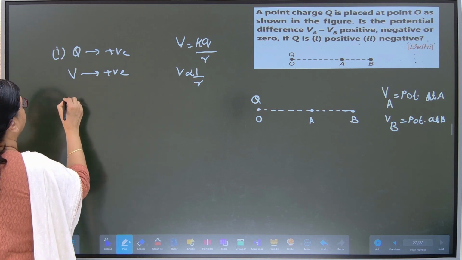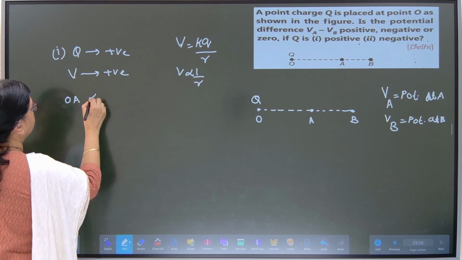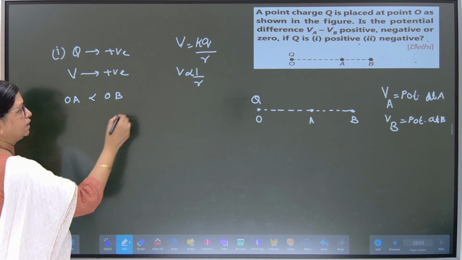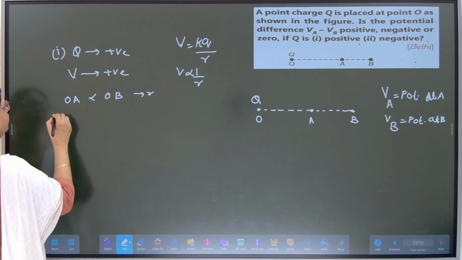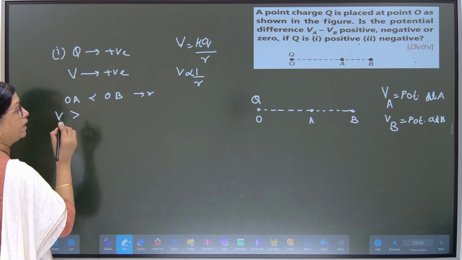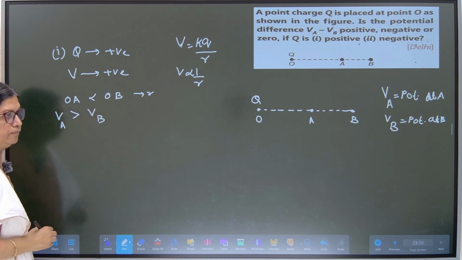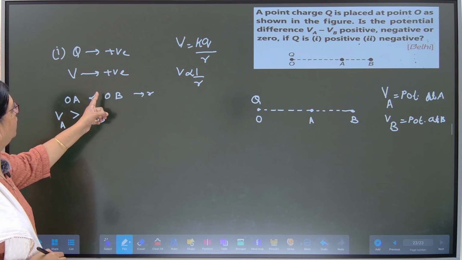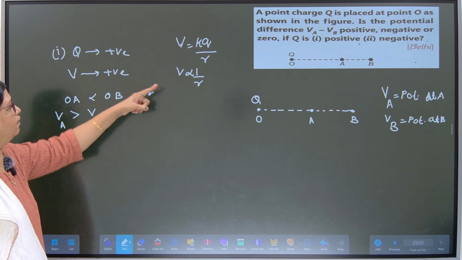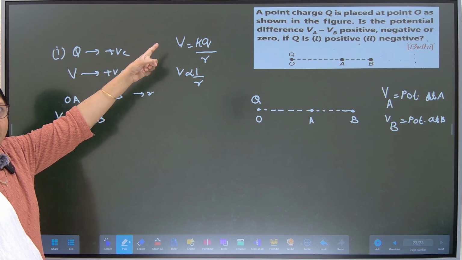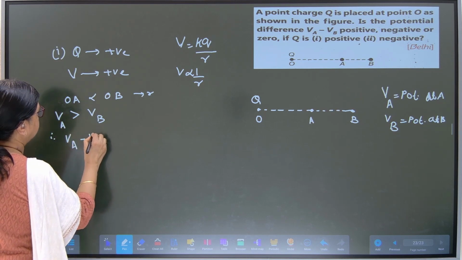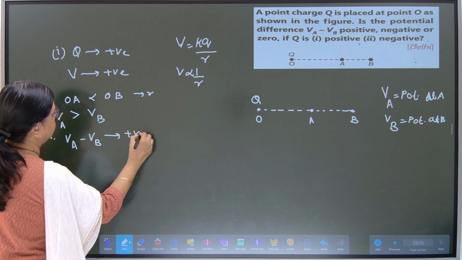Then, looking at the diagram, OA is less than OB. V is inversely proportional to distance. This is the distance R. Therefore, because it is inversely proportional, if OA is less, then VA will be greater than VB. Agreed? If OA is less than OB, and V is inversely proportional to the distance R, then the overall value of VA will be greater than VB's value. Therefore, VA minus VB will be positive.